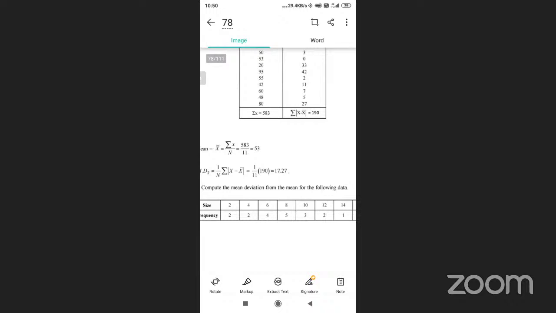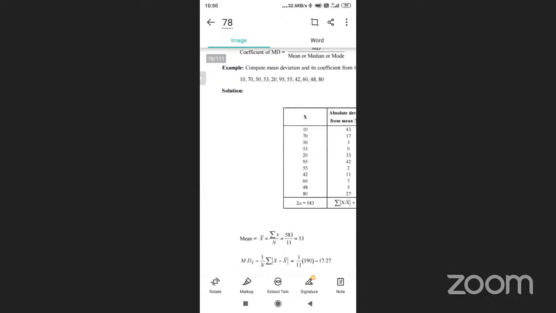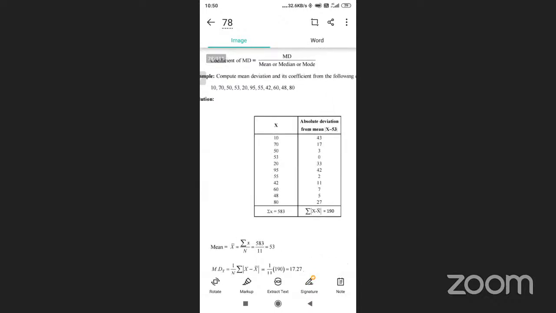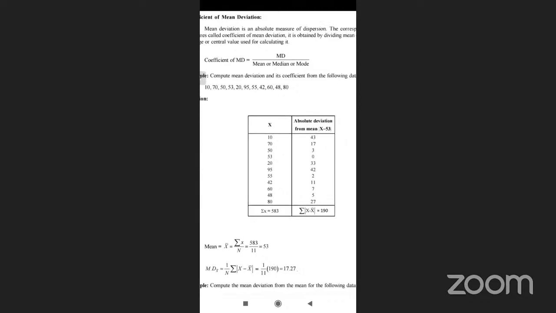Now here, see, the question is: compute mean deviation about mean. Is it clear there? Look at the question: compute mean deviation about mean, meaning this process, and its coefficient from the following data.